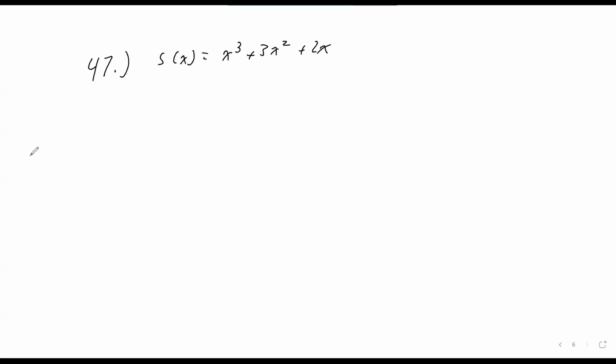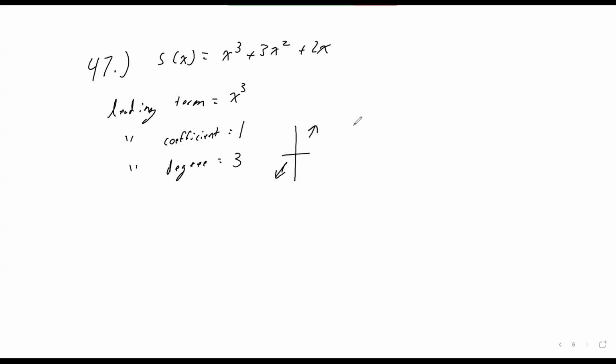All right, so on this one, I'm going to answer the rest of the question. So the leading term is already done for me. It's simply x cubed. The leading coefficient is 1, and the leading degree is 3. So again, this is a positive odd, so that means it's going to do this. So as x approaches negative infinity, f of x will be approaching negative infinity. And as x approaches positive infinity, f of x will be approaching positive infinity.